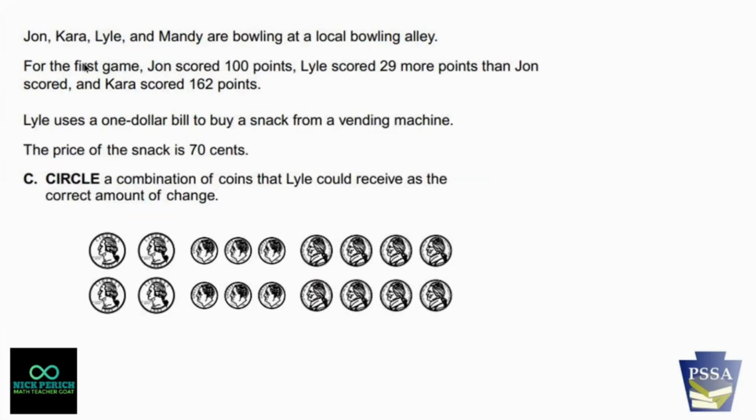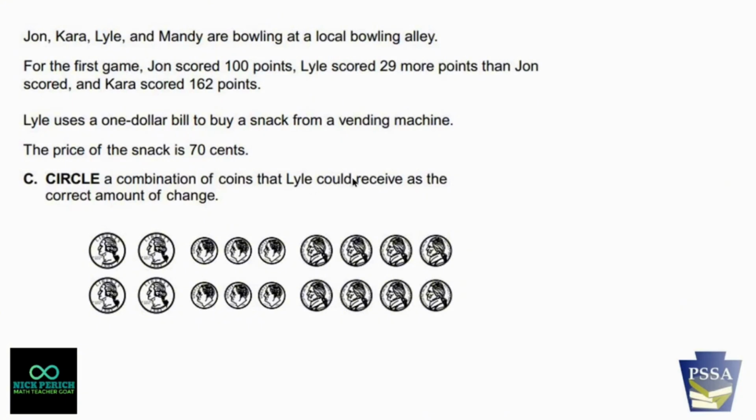Problem C. So again, we're talking about the same exact people, the same exact amount of points. Lyle uses, oh, so now we're switching the problem up a little bit. I think we're getting away from the points. Lyle uses a $1 bill to buy a snack from a vending machine. The price of the snack is 70 cents. Circle a combination of coins that Lyle could receive as the correct amount of change.